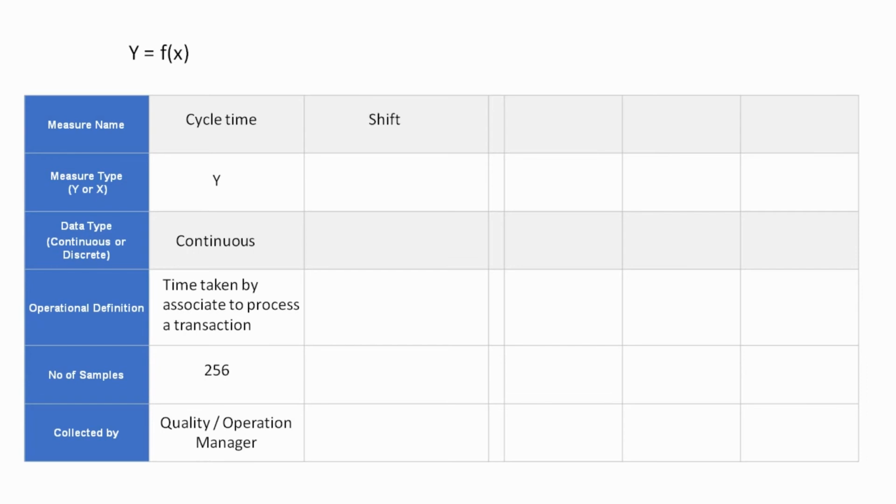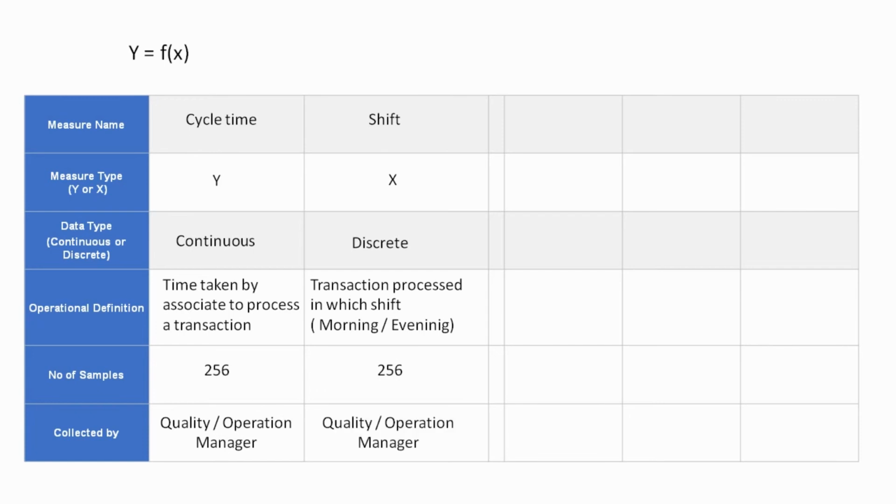Next, data collection should be done on shift. The measure type is X. Data type is discrete. Operational definition is transactions processed in which shift, morning or evening. Total number of samples are 256 and collected by is the quality or operations manager. So this way you can capture data for all the X's which you have identified for your Y, and then you can go ahead and do data analysis.